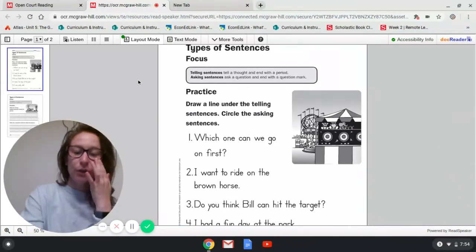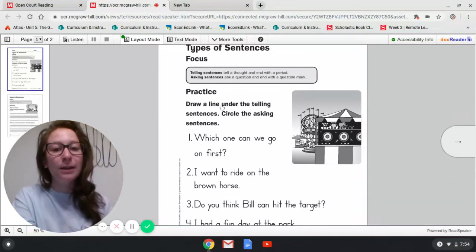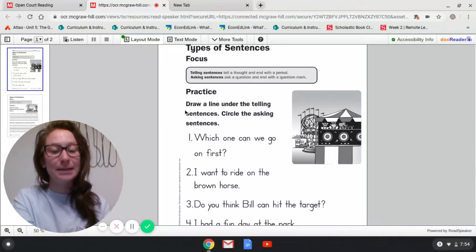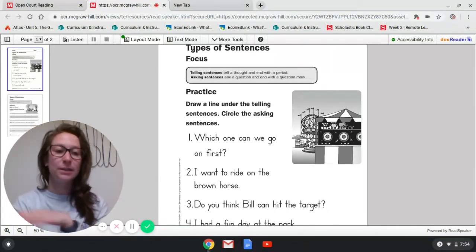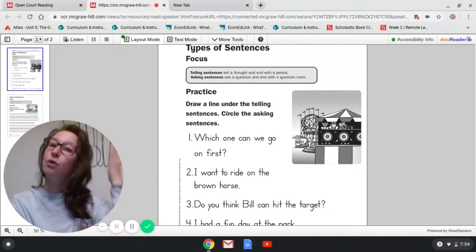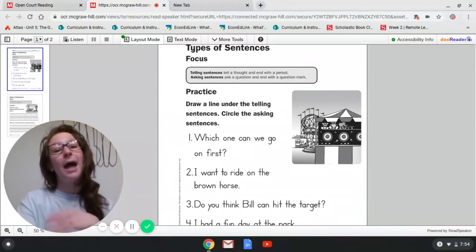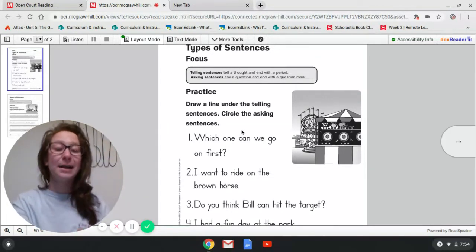All right, so it says practice. Draw a line under the telling sentences. Circle the asking sentences. So we're going to underline the ones where it's just a normal sentence, a normal thought with a period. And then you're going to circle the asking sentences, the ones that are asking a question.